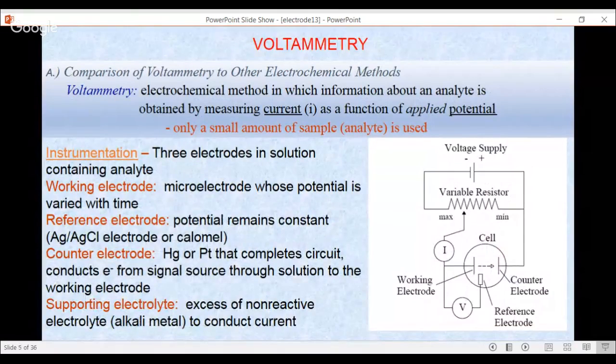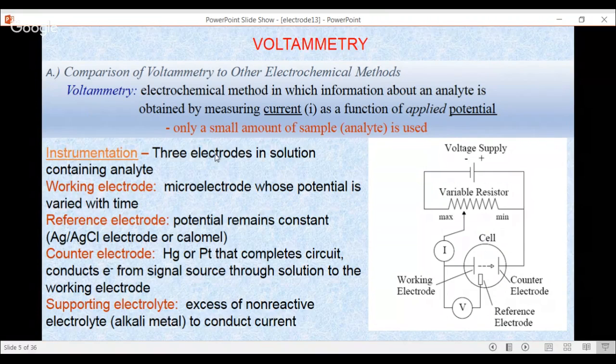So, a comparison of voltammetry to other electrochemical measurements. Cyclic voltammetry is one form of voltammetry. Voltammetry is an electrochemical method in which information about an analyte is obtained by measuring the current as a function of applied potential. Only a small amount of the sample analyte is used, so that the transport of the species to the electrodes is diffusion controlled.